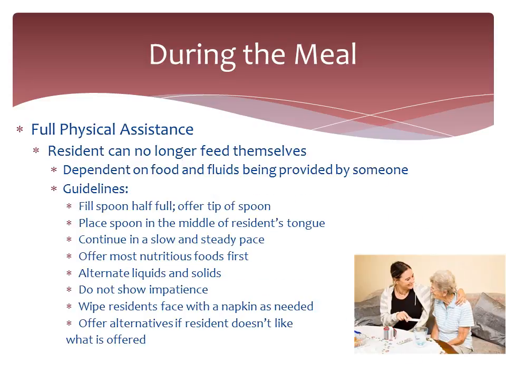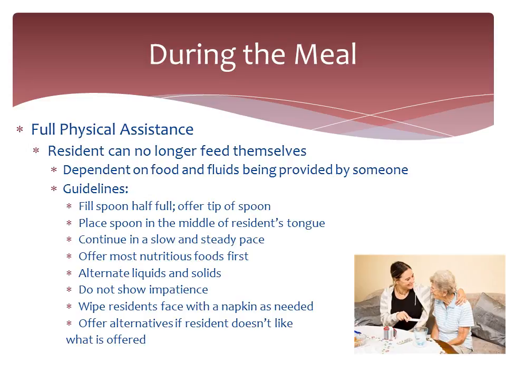The last type of feeding assistance that we will discuss is full physical assistance. The resident can no longer feed themselves when this type of assistance is used. They are completely dependent on others for all food and fluids. Guidelines when this type of assistance is used is to fill the spoon half full and offer the tip of the spoon. Place that spoon in the middle of the resident's tongue. Continue in a slow-paced manner.